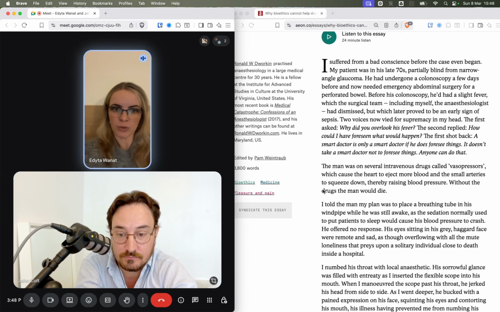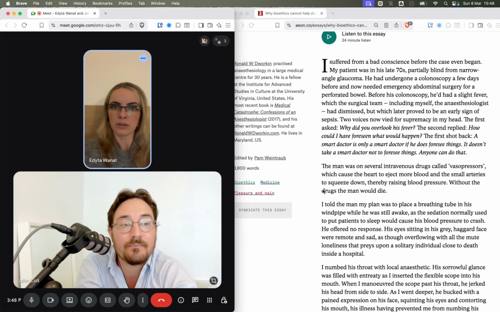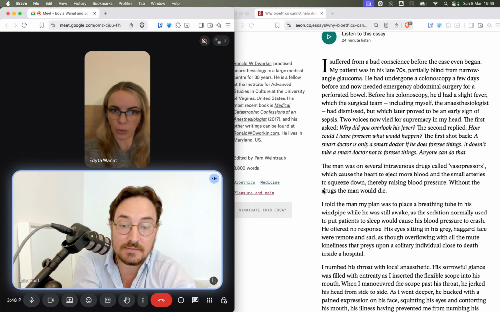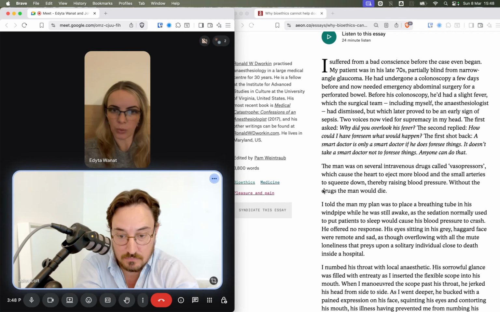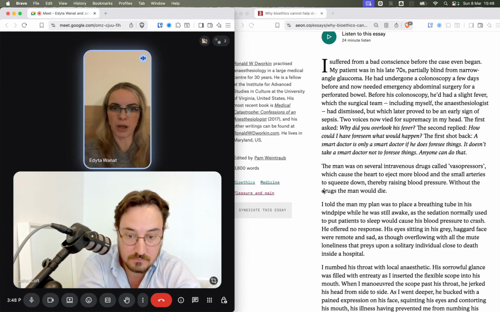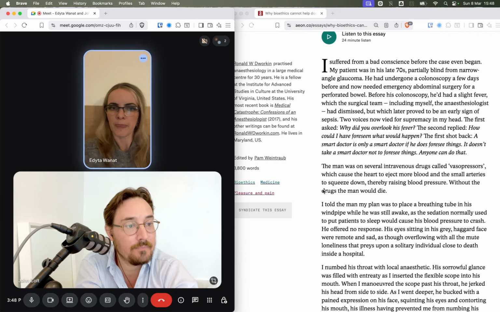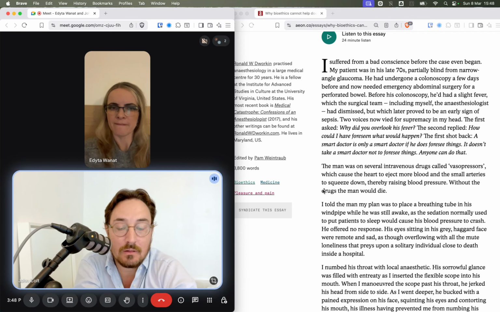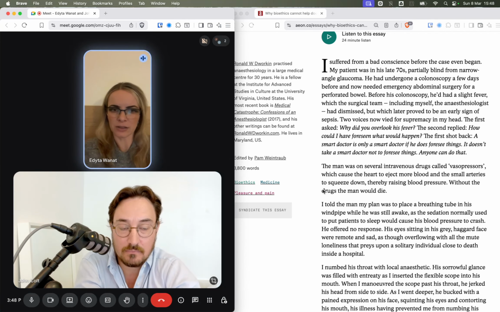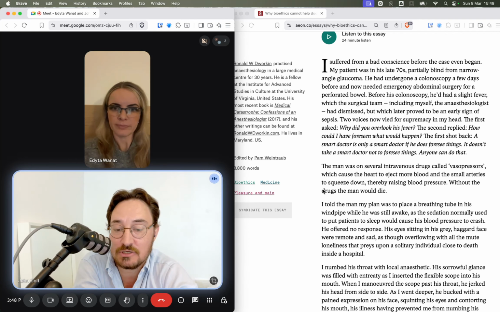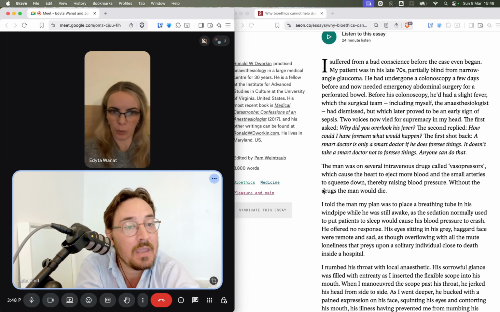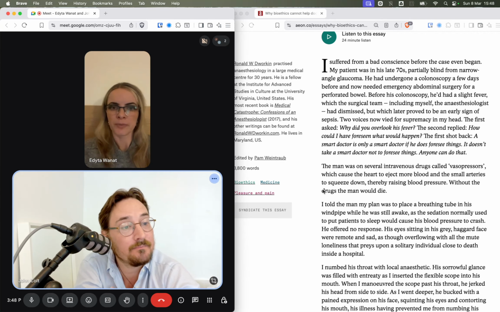My patient was in his late 70s, partially blind from narrow-angle glaucoma. Good. Just say partially blind. Good. Just say narrow angle. Right. So, again, narrow angle glaucoma is some sort of medical condition, right? I don't know anything about it other than that it's something to do with the eyes.